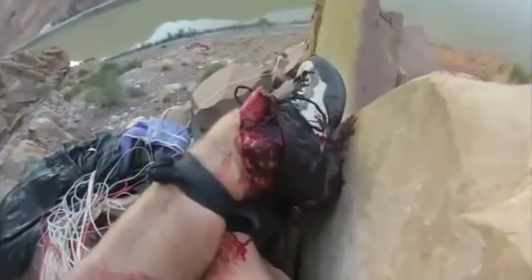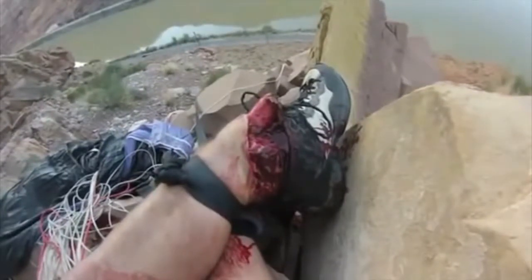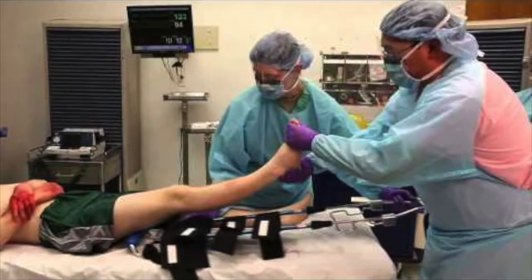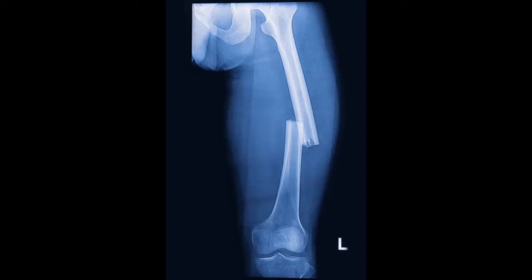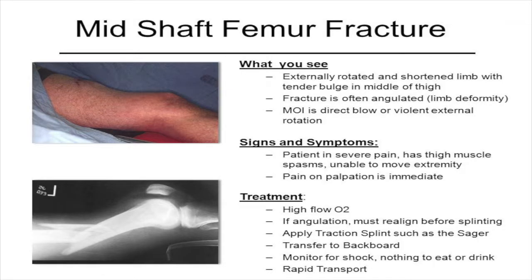Traction splints immobilize the femur and provide continuous traction to keep the sharp bone ends in alignment. The indications for a traction splint are suspected mid-shaft femur fracture. The contraindications are if the injury is within 1 to 2 inches of the knee or ankle, if the knee, hip, or pelvis is injured, or if the broken femur is an open fracture.